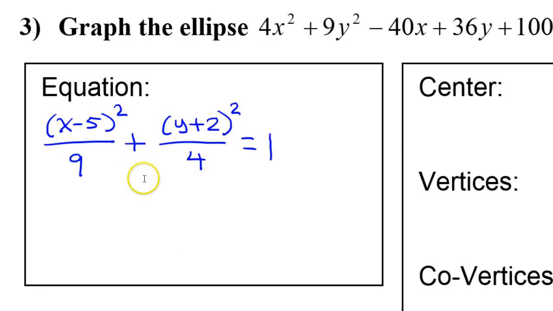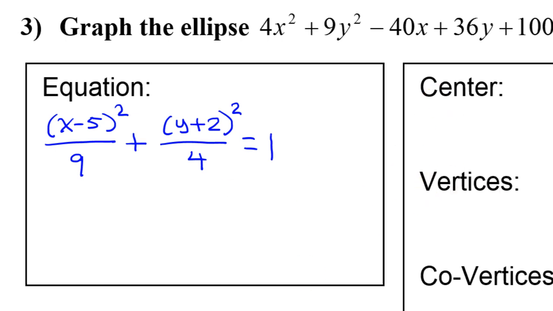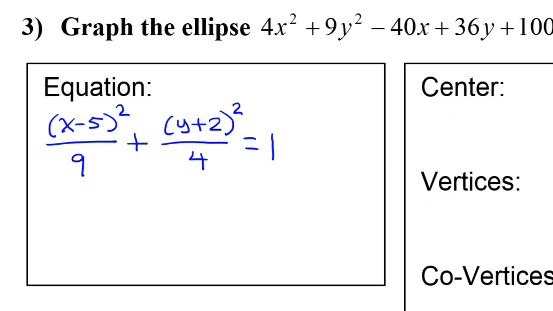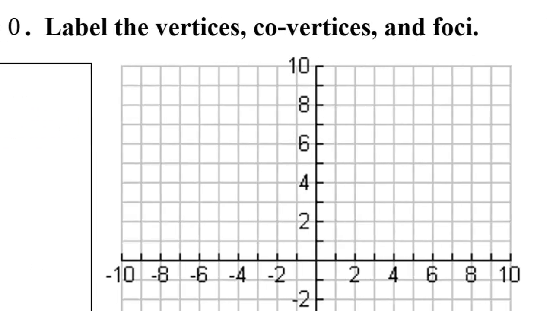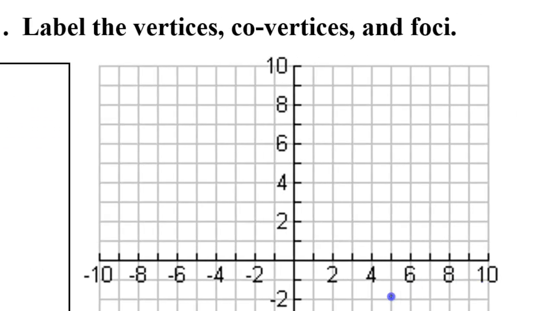Now that we have the standard form equation, we can gather the rest of the information we need and do the graph as usual. So let's start with the center. Looking at these parentheses, I'm just going to do the opposite of each of these numbers. So my center is going to be 5, comma, negative 2. Let's go ahead and plot that. Okay, so 5, comma, negative 2. So my center is right here.